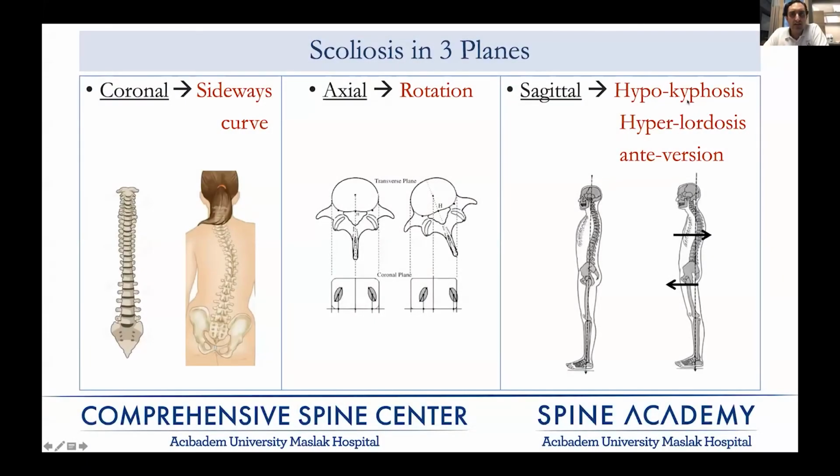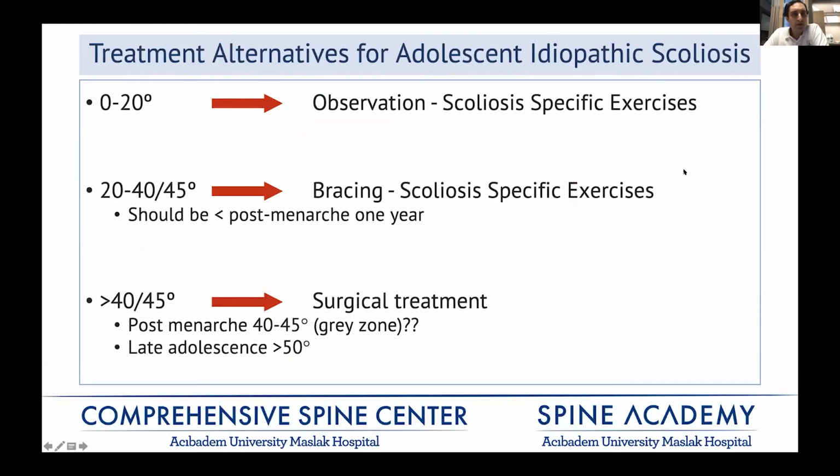Rotation and some changes in the sagittal alignment as well. And generally, when we talk about the treatment for how to treat this triplanar deformity, we have some general rules on the Cobb angle in the coronal plane. Up to 20 degrees, let's only do observation and exercises. Up to 45 degrees, let's do bracing and exercises. And then after that, we do surgery.